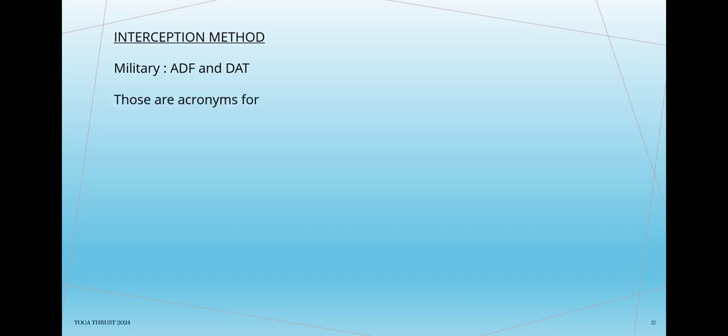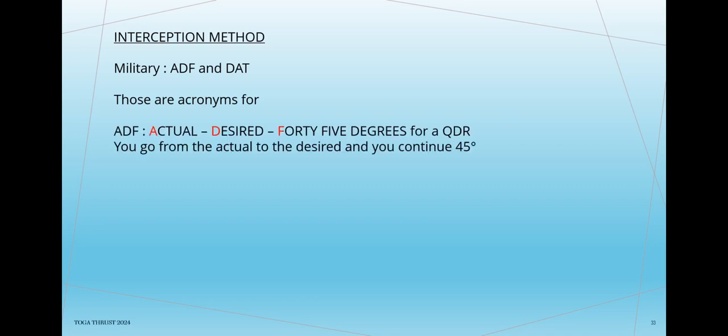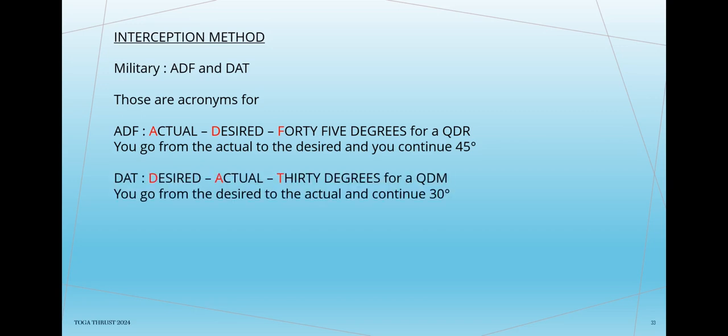Those are acronyms for ADF, actual, desired, 45 degrees for a QDR. You go from the actual to the desired and you continue 45 degrees. DAT, desired, actual, 30 degrees for a QDM. You go from the desired to the actual and continue 30 degrees. That is very handy too, but do not confuse the two acronyms.